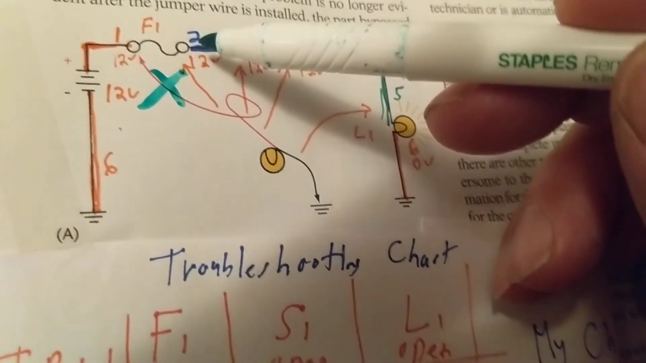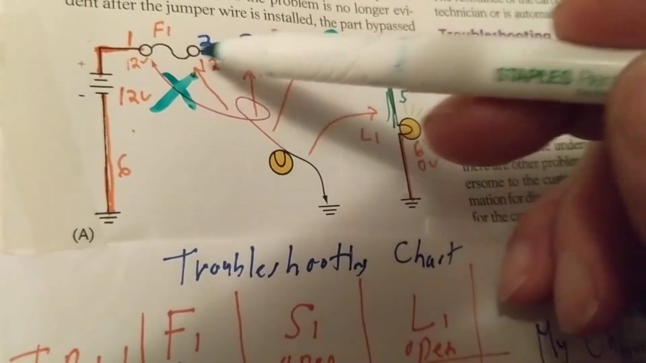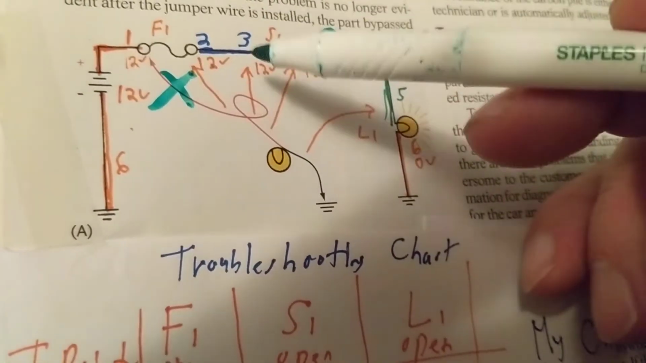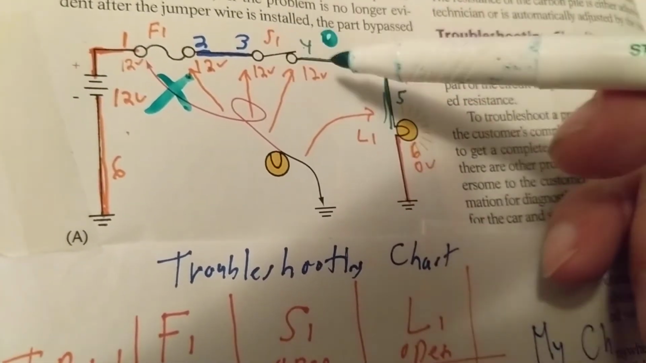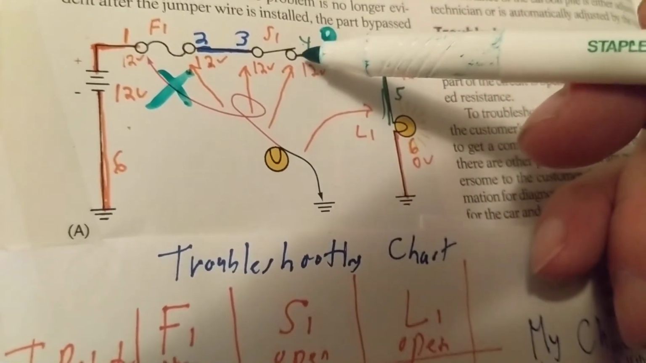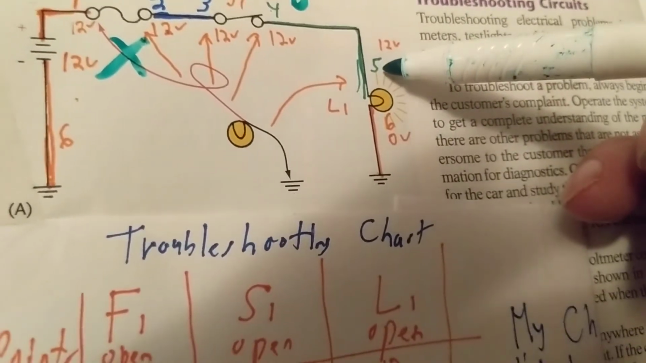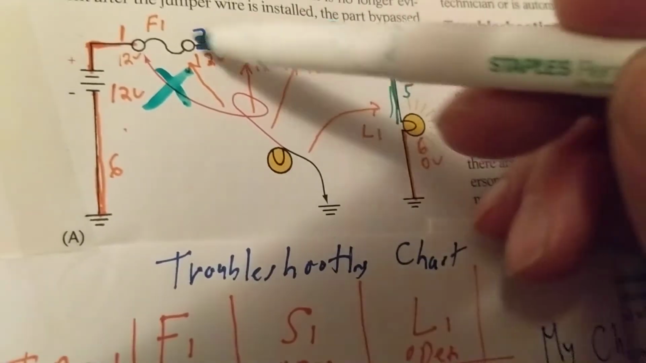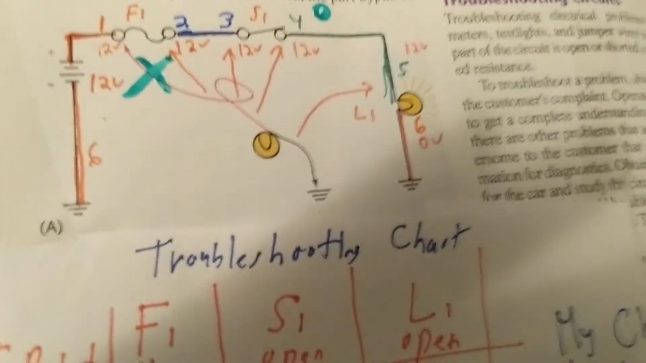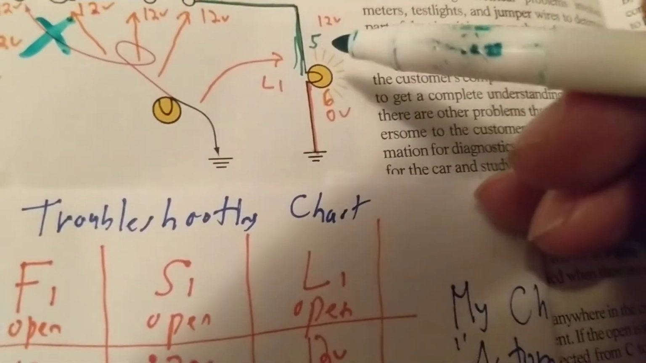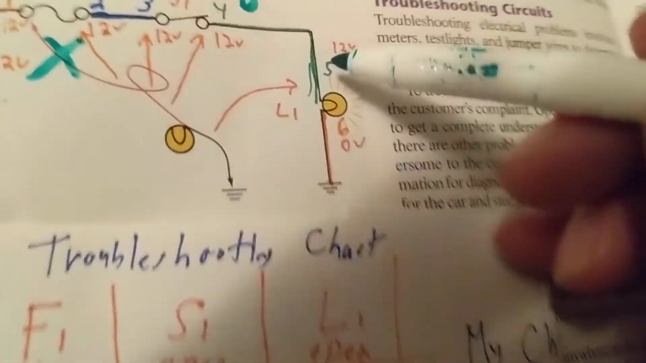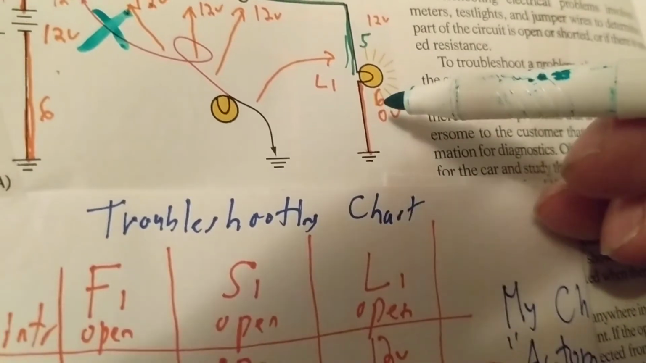12 volts here, 12 volts here. Why? This fuse is still connected to the battery. 12 volts here, 12 volts here. Why? This is still connected to the battery. Come over here, 12 volts. Why? It's still connected to the battery. Excuse me, I come over here. 12 volts. And I come over here, 0 volts.